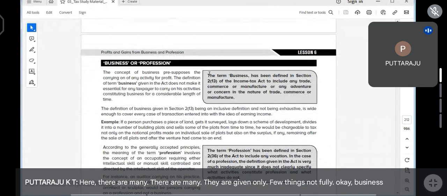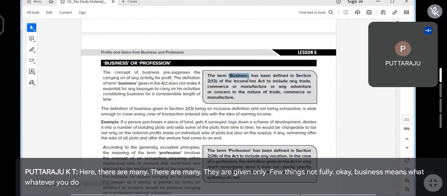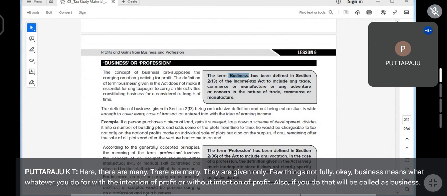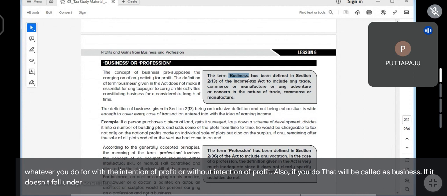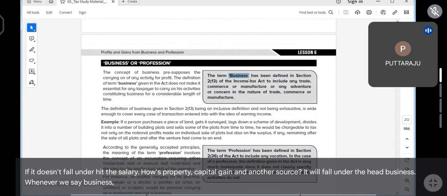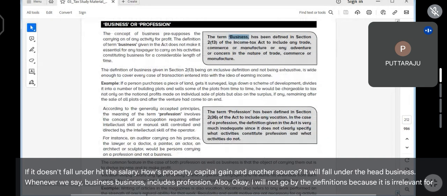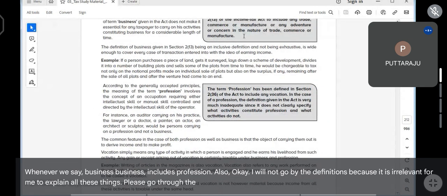Business means whatever you do with the intention of profit or without the intention of profit also; that will be called business. If it doesn't fall under the head salary, house property, capital gain and other sources, it will fall under the head business. Business includes profession also. I will not go by the definitions because it is irrelevant for me to explain all these things. Please go through the definition of business and the definition of profession.